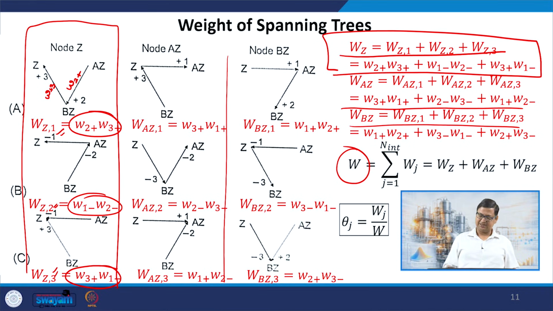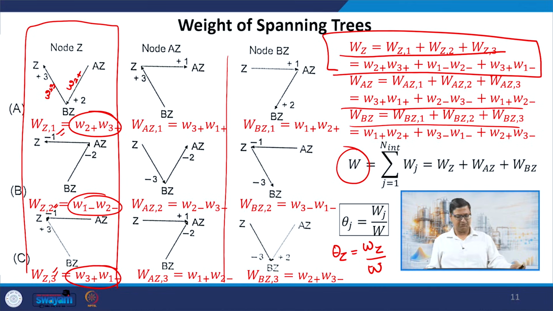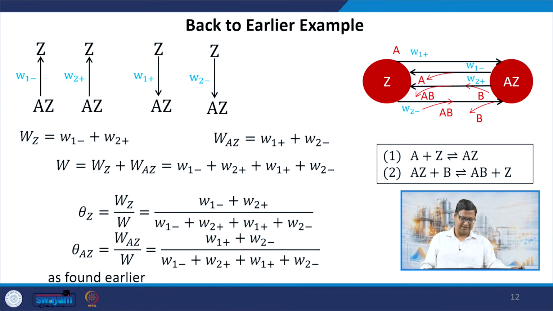If I have this, then let's say I am interested in theta Z, it is actually given simply as WZ by W, where WZ I have figured out by what we have done here, right? Now, this may look complicated. So, therefore, we go back to our earlier example and see whether this idea actually works or not, right?